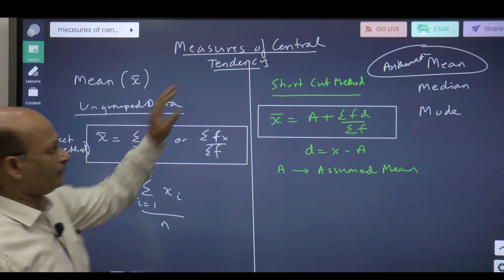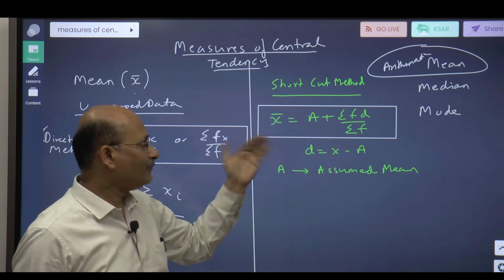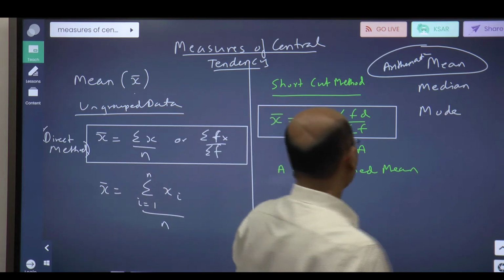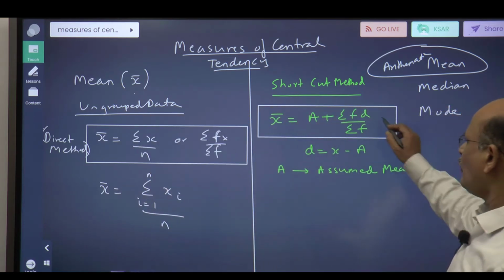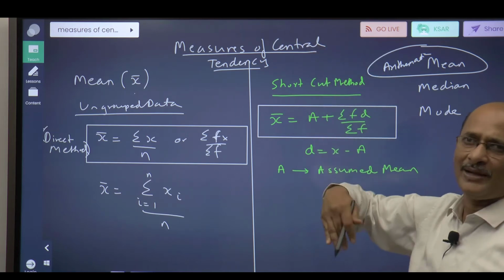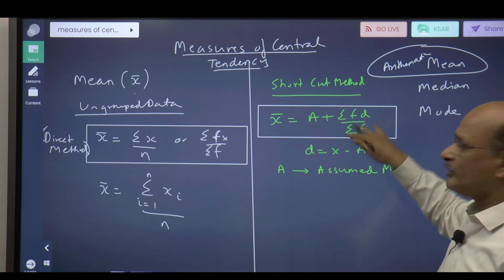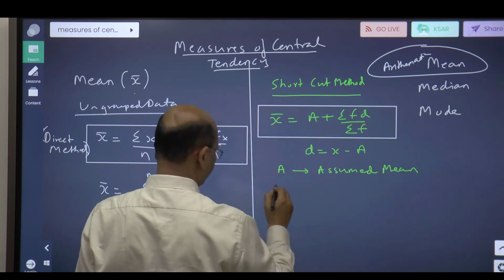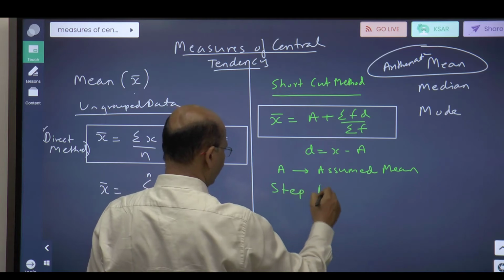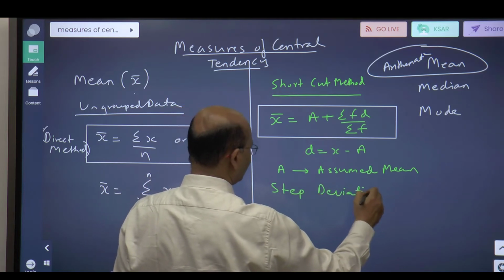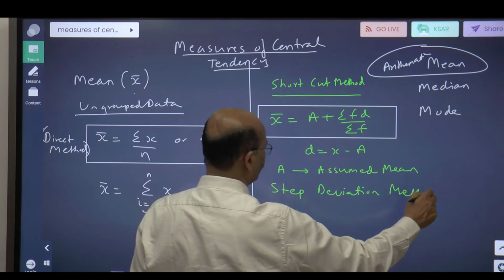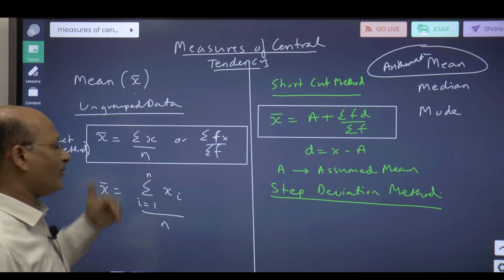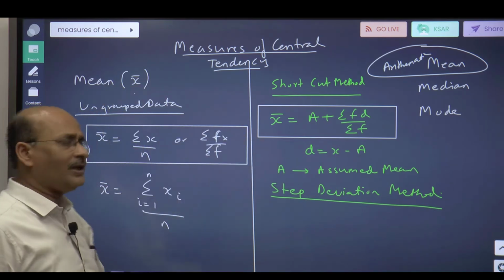So direct method, shortcut method, and one more method is called the step deviation method. It's an easy method actually. If all the d's can be divided by some common number, I can make the calculation process easier by using the next method, called the step deviation method. Now you might ask me, you are going with methods but no examples. Remember, in the previous lecture I had taken all the concepts along with examples, so the same thing I am going to do over here.